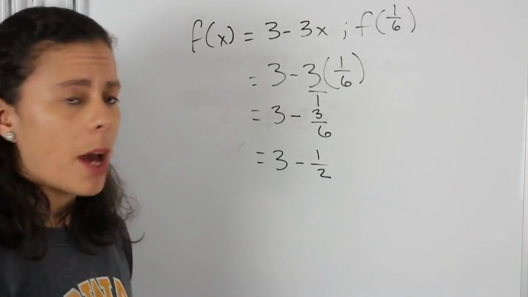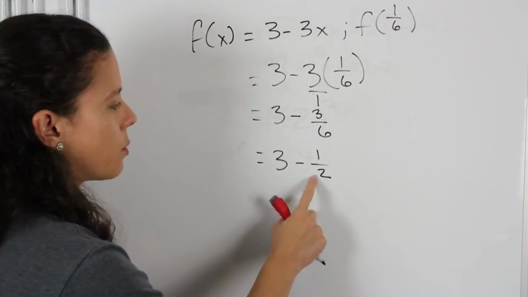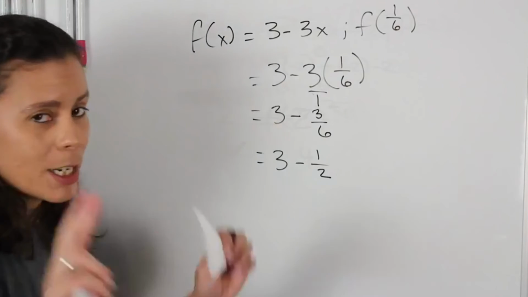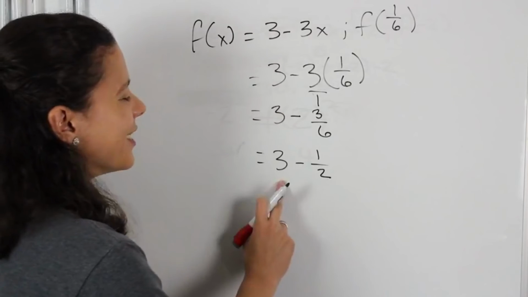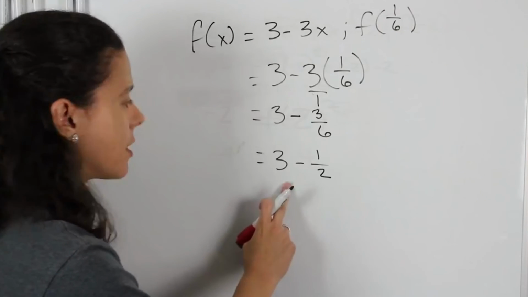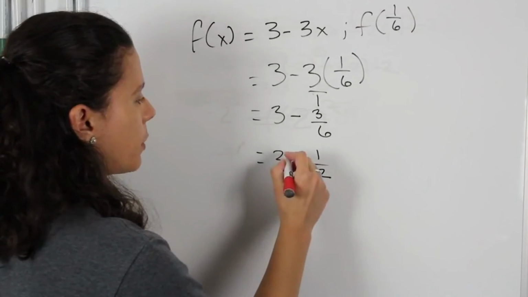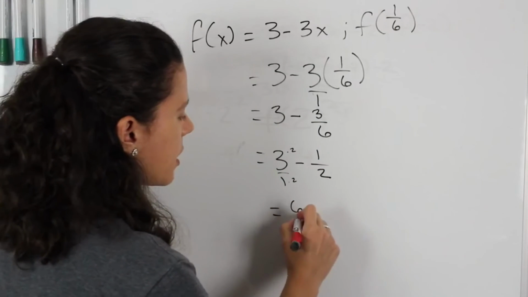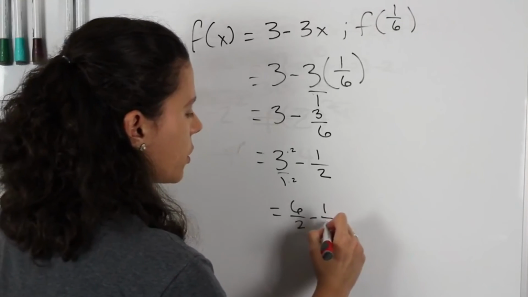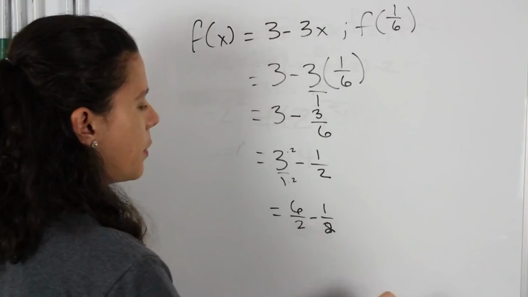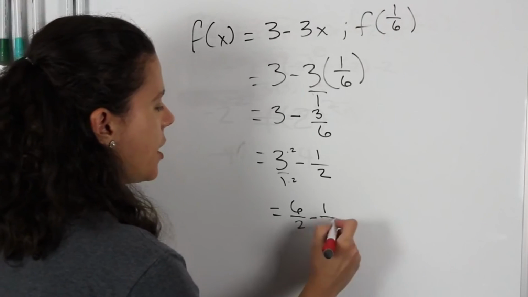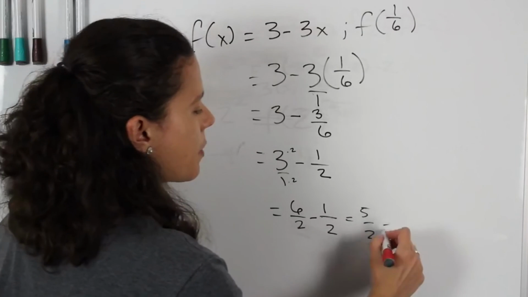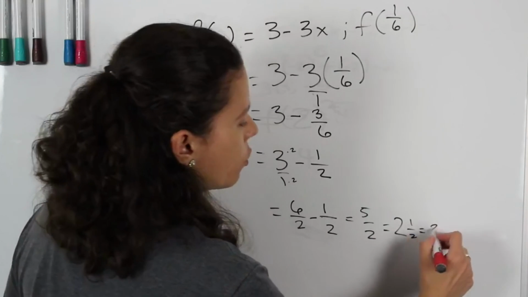And if you're intuitive about this, you know that if you have 3 wholes and you just subtract half of 1, you're going to get 2.5. Right? But if you want to do it mathematically and show your work, what you can do is rewrite the 3 as 6 halves. Right? Because it's 3 over 1, multiply times 2, multiply times 2, because we want the denominator to be 2. So we have 6 over 2 minus 1 over 2. This is going to be 5 over 2, which is the same thing as 2 1/2 or 2.5.